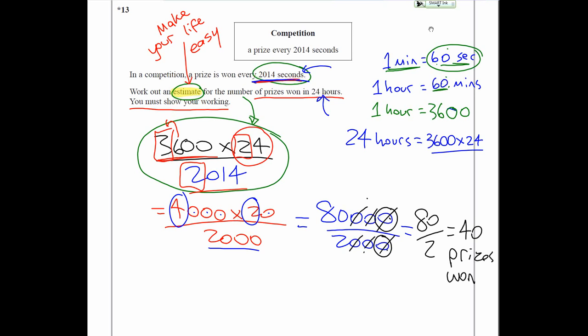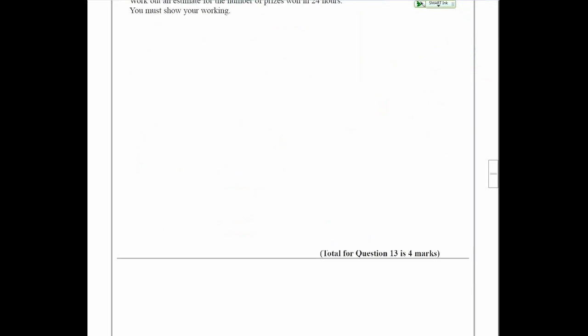40 lucky people in 24 hours. I just wonder what they're going to win, that's all. Okay, hope that made sense. We've shown all our working out. If you really want, you could have used that as 25 and got away with it. But, like I said, I would advise, make your life easy.